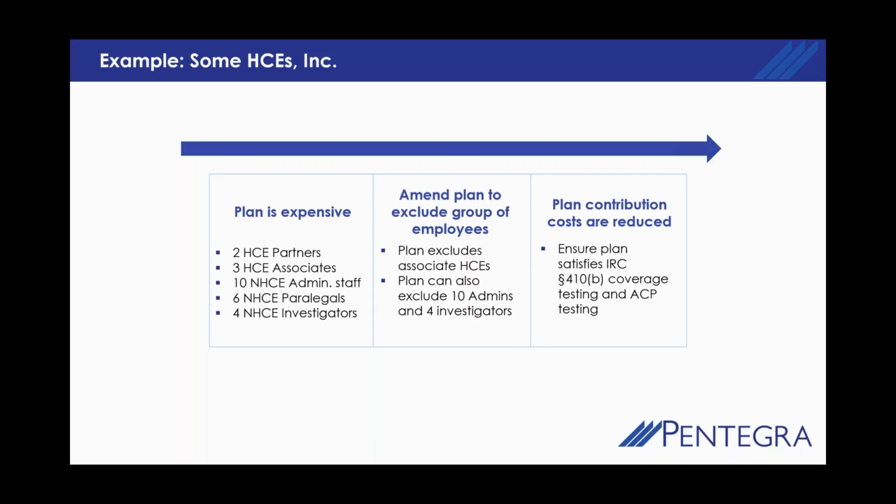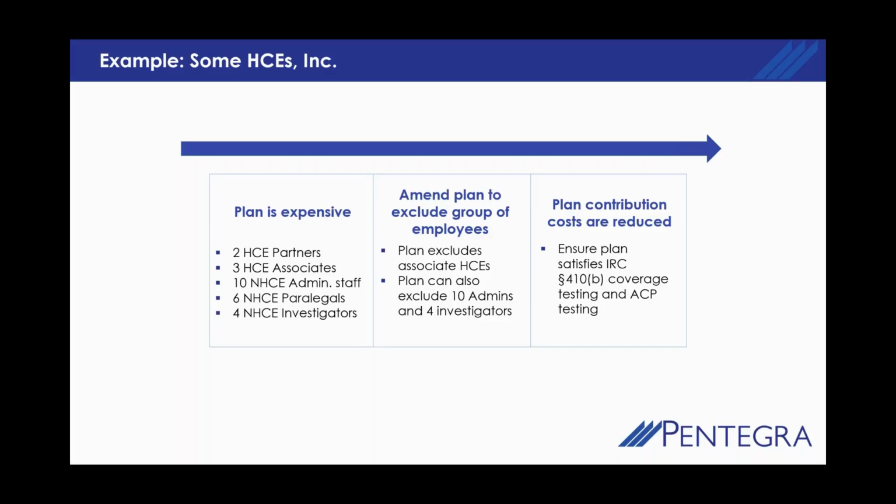So let's look at how this might play out in an example. Here we have 2 highly compensated partners, 3 highly compensated associates, 10 non-highly compensated administration staff, 6 non-highly compensated paralegals, and 4 non-highly compensated investigators. Sounds like a law firm to me. So if we have everybody in the plan, we've got 25 people in this plan. 5 are highly compensated. We have many more non-highly compensated than highly compensated. So depending on how much they're actually deferring, we'll control what those highly compensated employees can do. And we're paying for 25 participants.